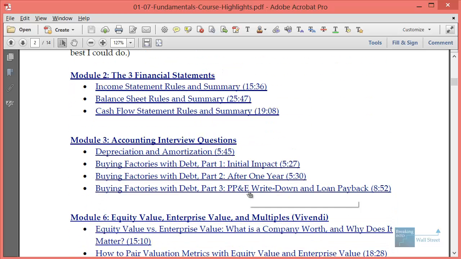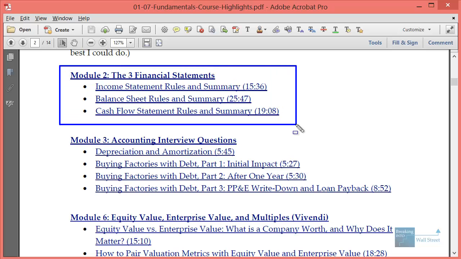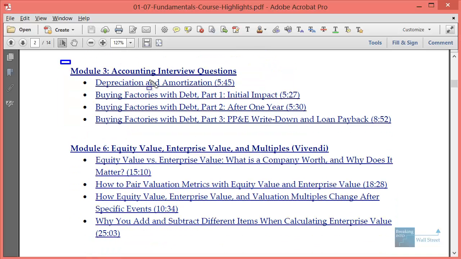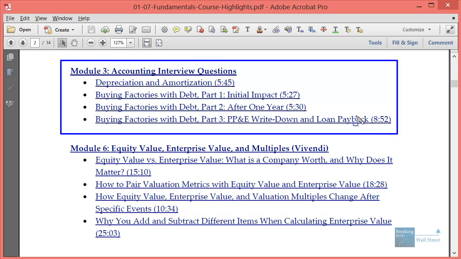So with this study plan, within the module on the 3 financial statements, the ones on the income statement, balance sheet, and cash flow statement, the rules and the summary for those are incredibly important, and you need to know those at the bare minimum for any type of finance interview. If you don't know those, forget it. You're not even going to progress further in the interview process, because those are the fundamentals you need to know for any role.